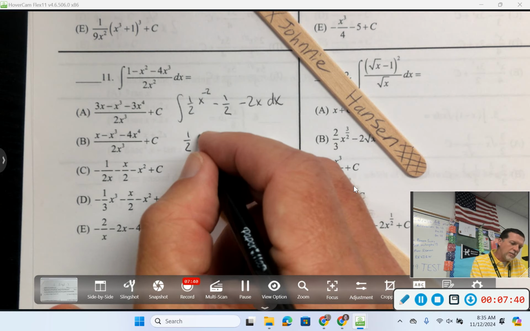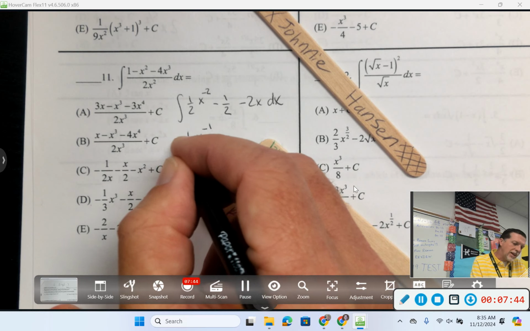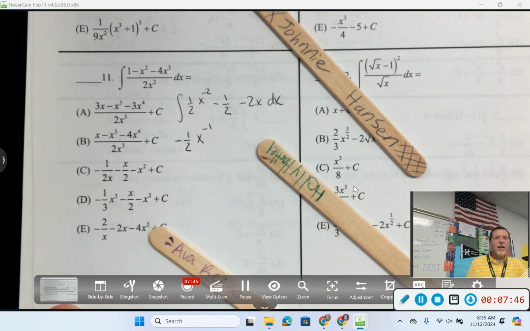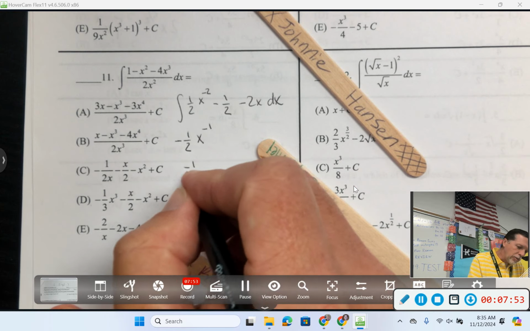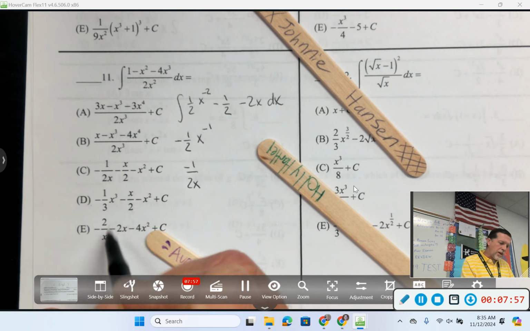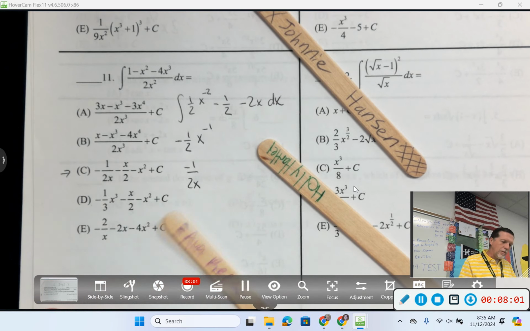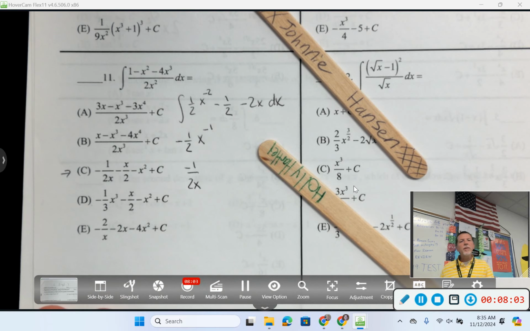Yes, you jumped ahead on me there, but yes, I would increase the power by 1, divide by negative 1, and so yeah, that would put an x in the bottom. So if we wanted to kind of algebra clean that up, negative 1 over 2x. Especially as I'm looking at my answer choices, I'm leaning towards C. I better do the rest of these to make sure.